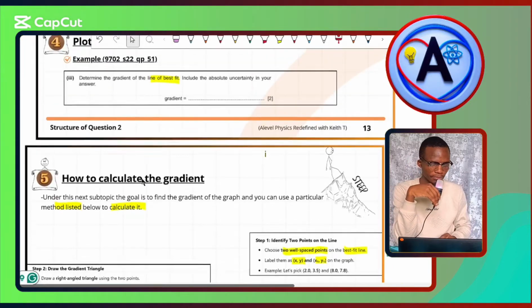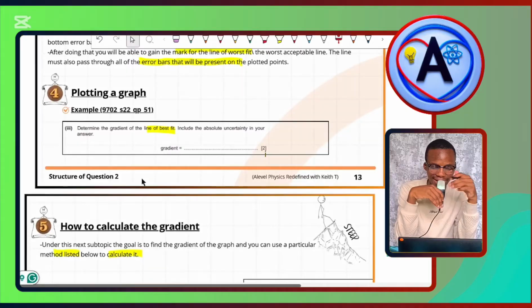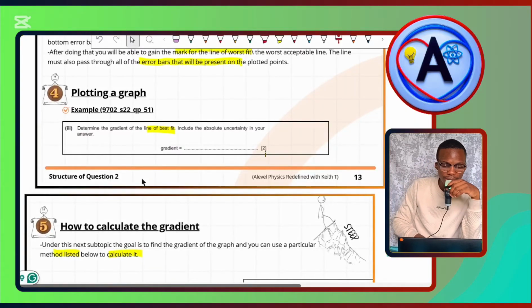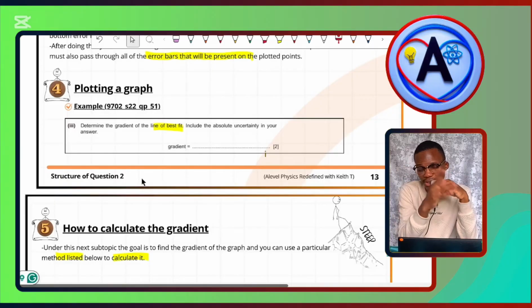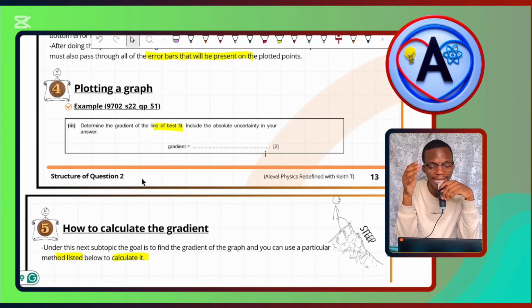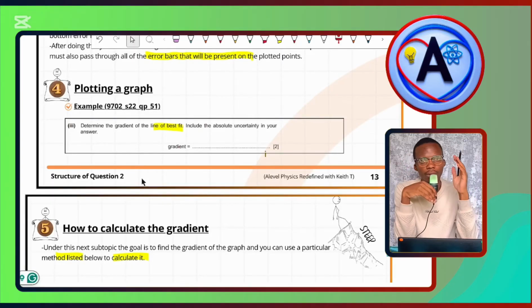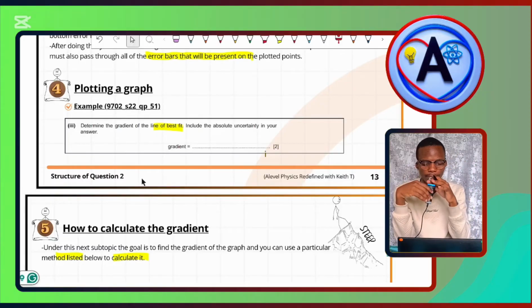So let's get to the last video. It's very sad that this series has to come to an end, honestly. So we've been asked to determine the gradient of the line of best fit. After plotting your graph, which we did in the last video, what's going to come next is determining the gradient of the line of best fit. Now, the question will ask you to include the absolute uncertainty, so we're going to cover both parts.